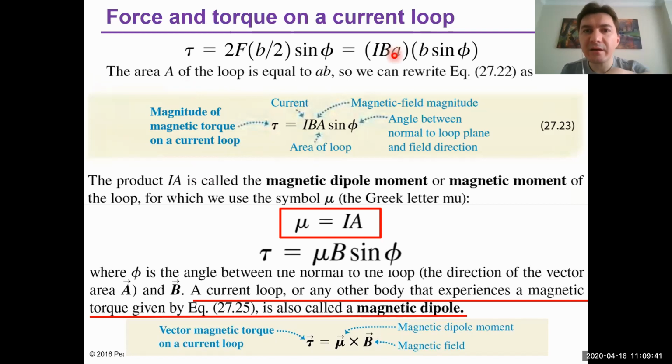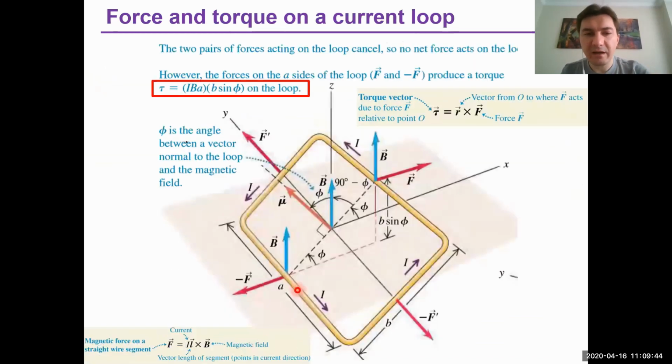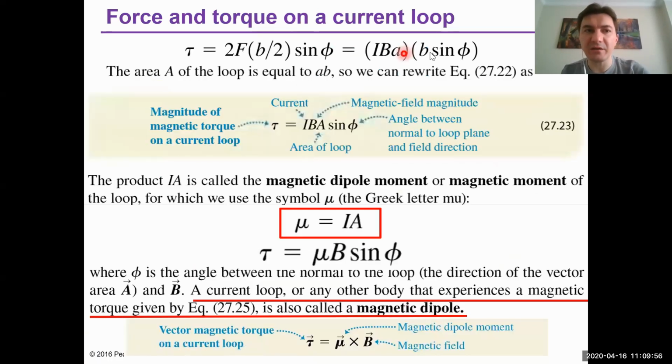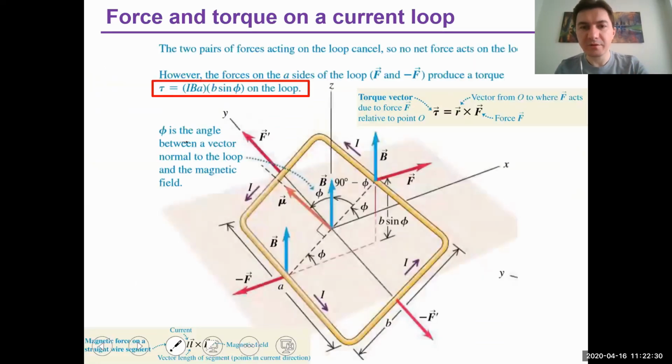What do you see here? a and b. What is a? a is this length, and b is this length. What is ab? ab is the area of the loop. The area of the loop is given by a times b. Then instead of a times b, put here capital A, the area of the loop. Then the torque is given by I times B A sin phi. This is the area of the loop, and this is the current within the loop.